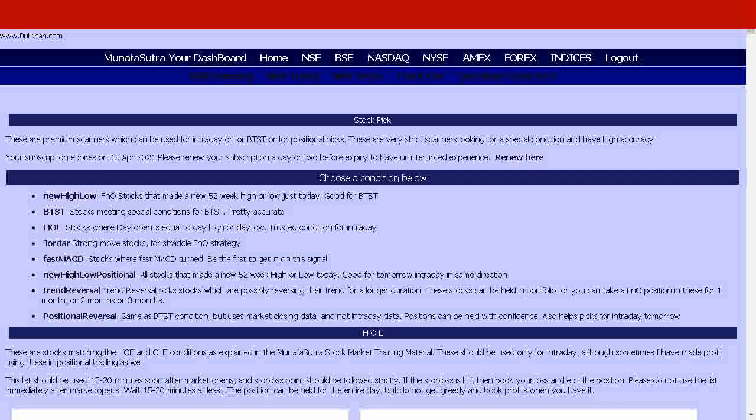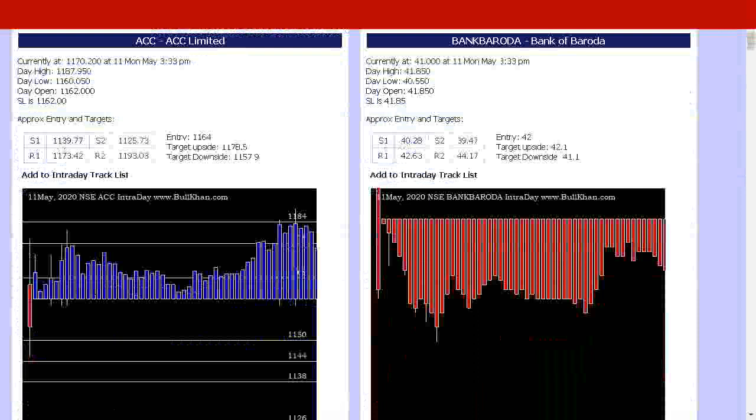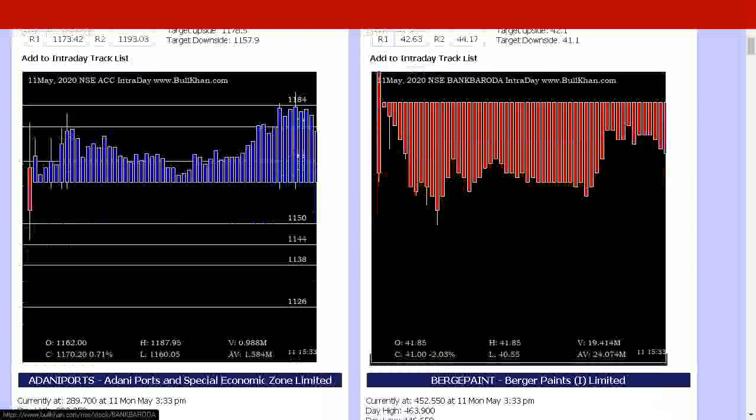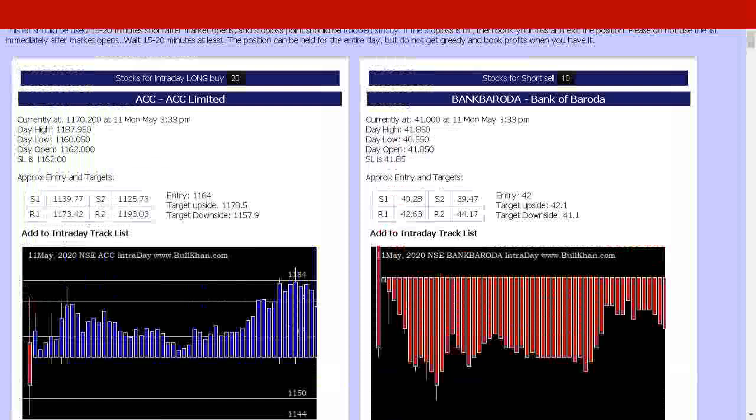What have we done? All we have done is we went to the website bullkhan.com. We checked the sentiment was neutral, which means we can take either buy calls or sell calls, or we can take both, one buy, one sell. We decided to take one buy, one sell. So, from the top in the list, no need to calculate anything. Target is given, stop loss is given, entry is given, exit is given.